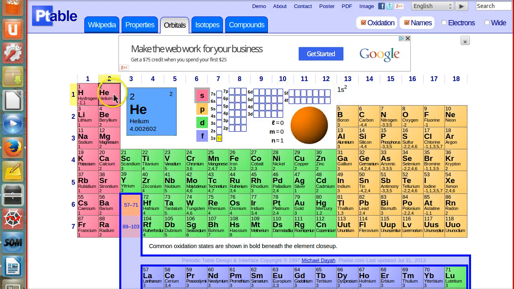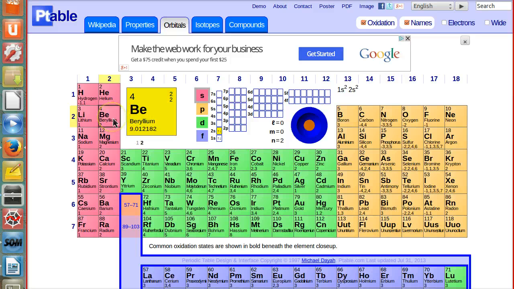If we start with hydrogen, let's go back to the beginning, we see that its configuration is 1s1. If we go to helium, it's 1s2. Lithium, 1s2, and then 2s1. Look at these little blue boxes here. 1s2. What does the 2 stand for here? The 2 stands for the fact that there's 2 electrons in that sublevel. And the 1 next to the 2s stands for 1 electron in the 2s sublevel.